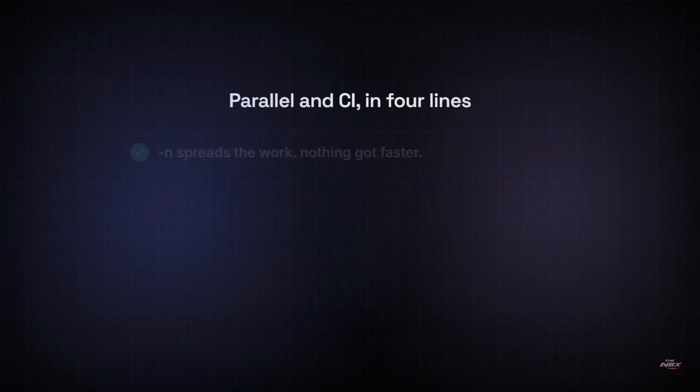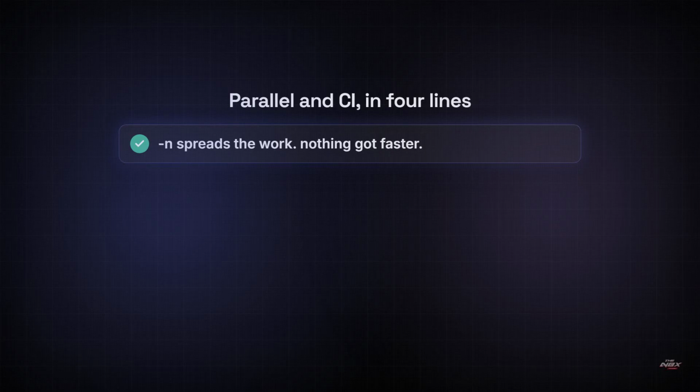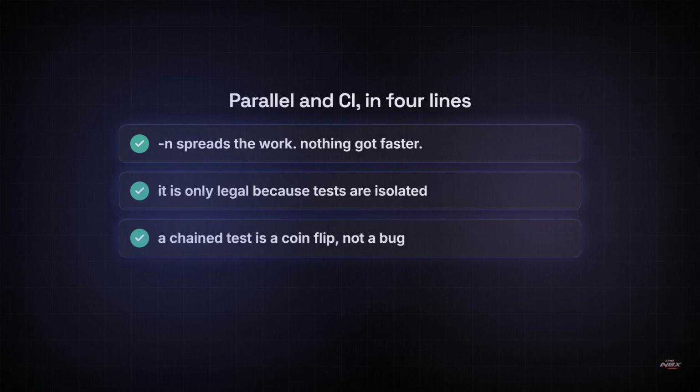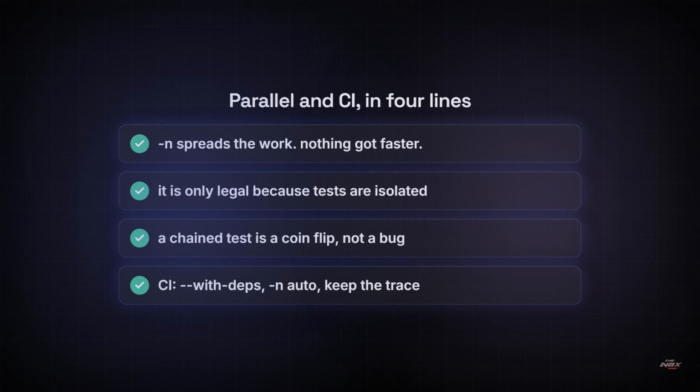Four lines to take away. -n spreads the work across workers, and nothing actually got faster. That only works because your tests are isolated. A test that depends on another test is a coin flip, not a bug. And CI runs the lot on every push, keeping a trace of anything that broke.